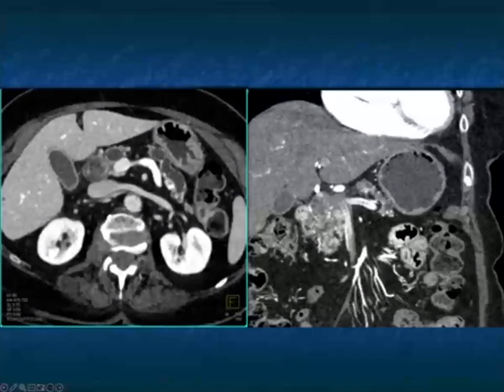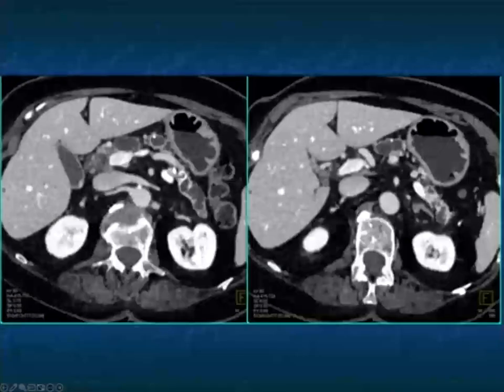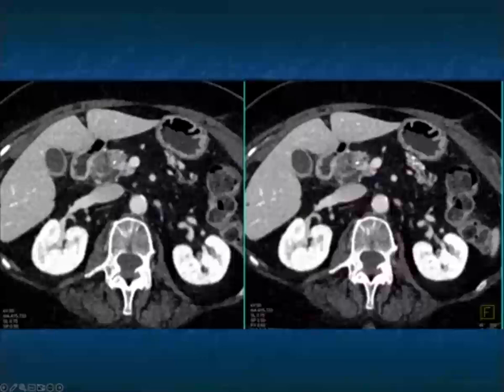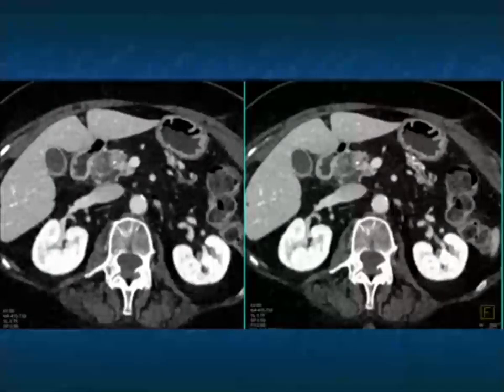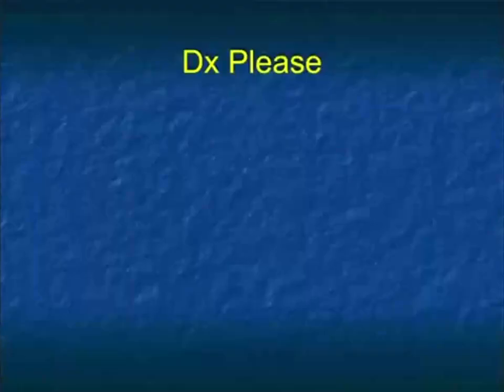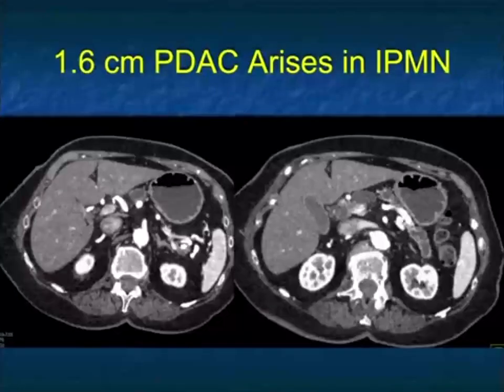This was a main duct IPMN, and the thing I mentioned, you can see it here, multiple views, and the soft tissue lesion right here was a 15 millimeter carcinoma. When you have main duct IPMNs, there's a higher incidence of malignancy. People will often operate when the duct is over 8 millimeters. This duct is larger. If you don't resect, you better watch very carefully because you're going to develop malignancy, as you see in this case.